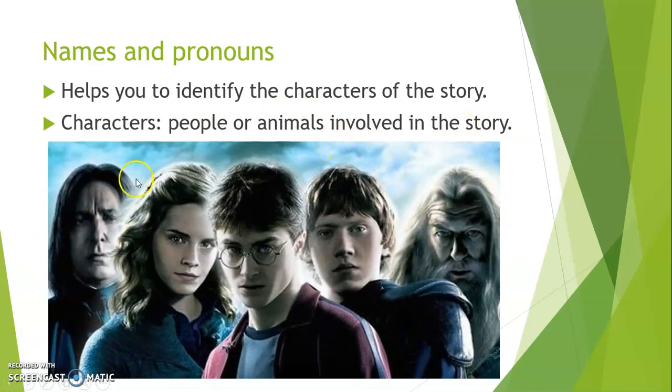And we have one example in here. These characters are from a book named Harry Potter. So you have in here Harry Potter, this is Ron Weasley, this is Hermione Granger, this is Albus Dumbledore, and this is Severus Snape. So you have to be focused every time that in a text you find a name or a pronoun, you have to pay attention to make sure that you understand which is the character related with that name or pronoun, guys.